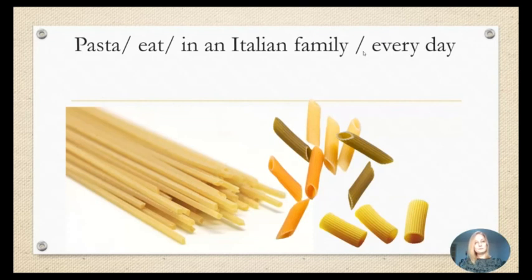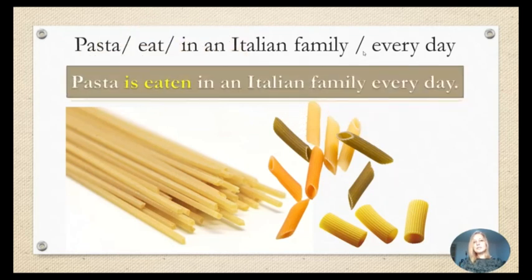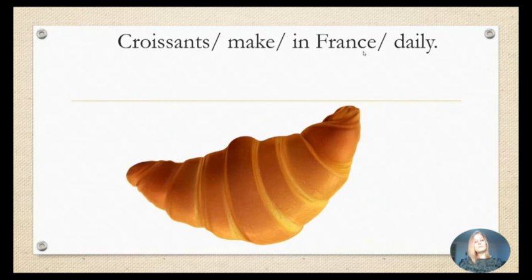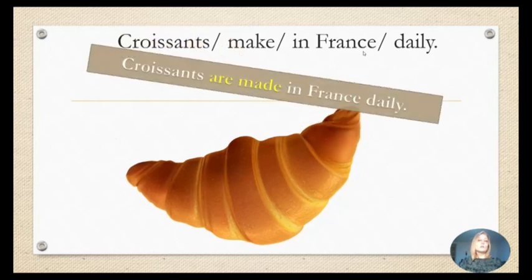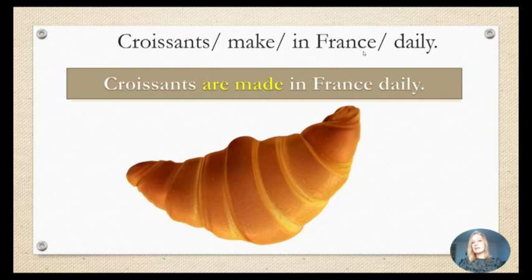Pasta, every day. Pasta is eaten in an Italian family every day. Okay. Why did we use "is"? Because it's an uncountable noun. Okay, great. And the last one, croissants, daily. What does "daily" mean? It means every day. Croissants are made in France daily. That's it. Hope you got it right.